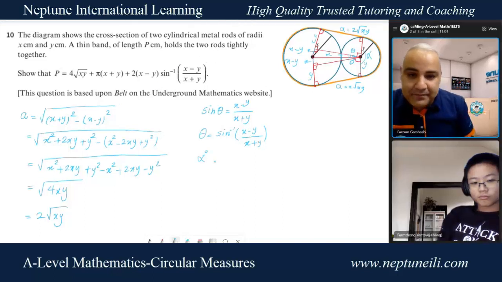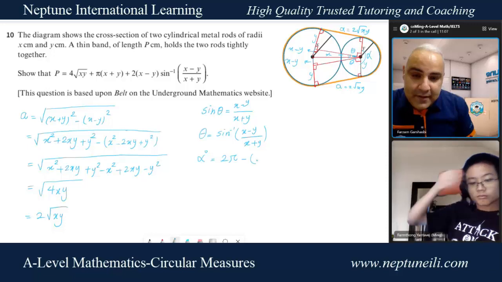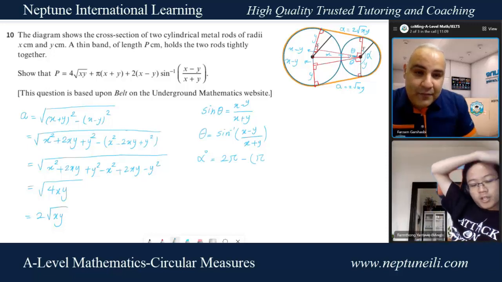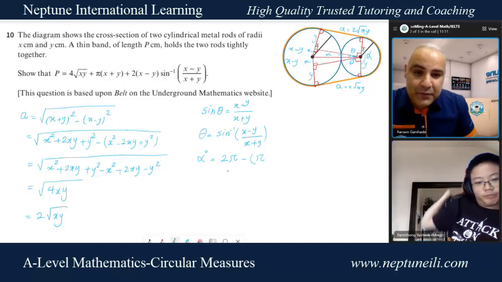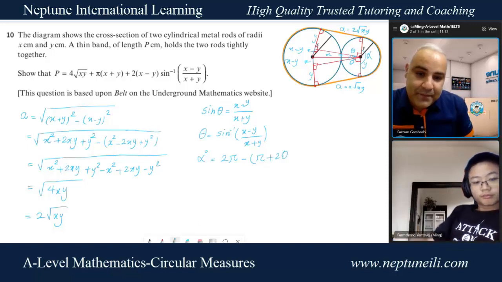Alpha is that's 2 pi, yeah, minus pi, and then how many thetas? 2 plus 2 theta, yeah? So let's simplify this one. That becomes 2 pi minus pi is just pi, and then minus 2 theta. That is the angle we want.